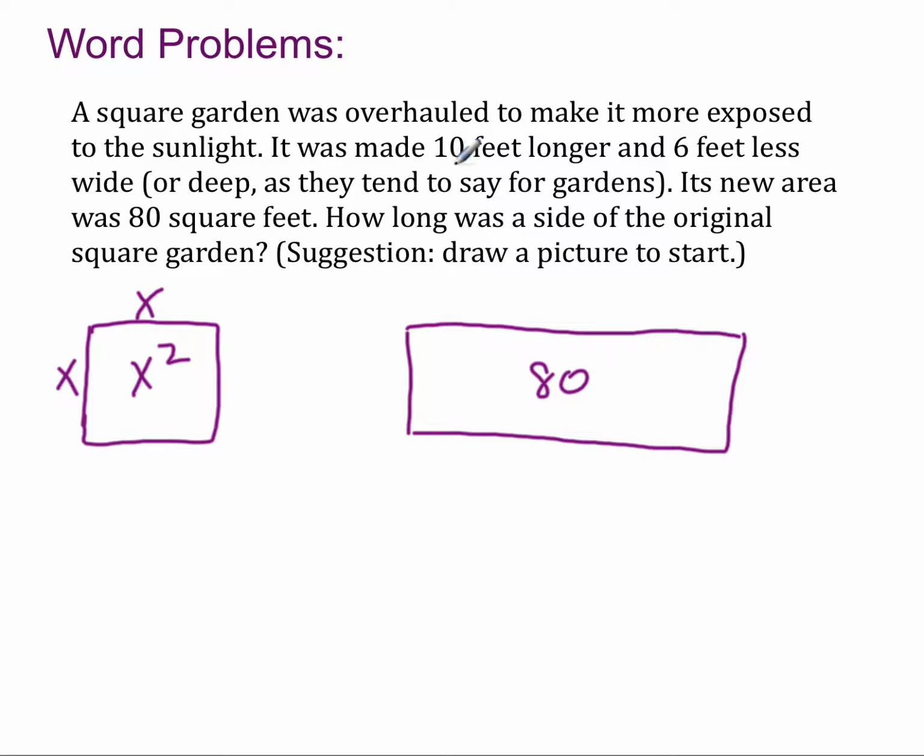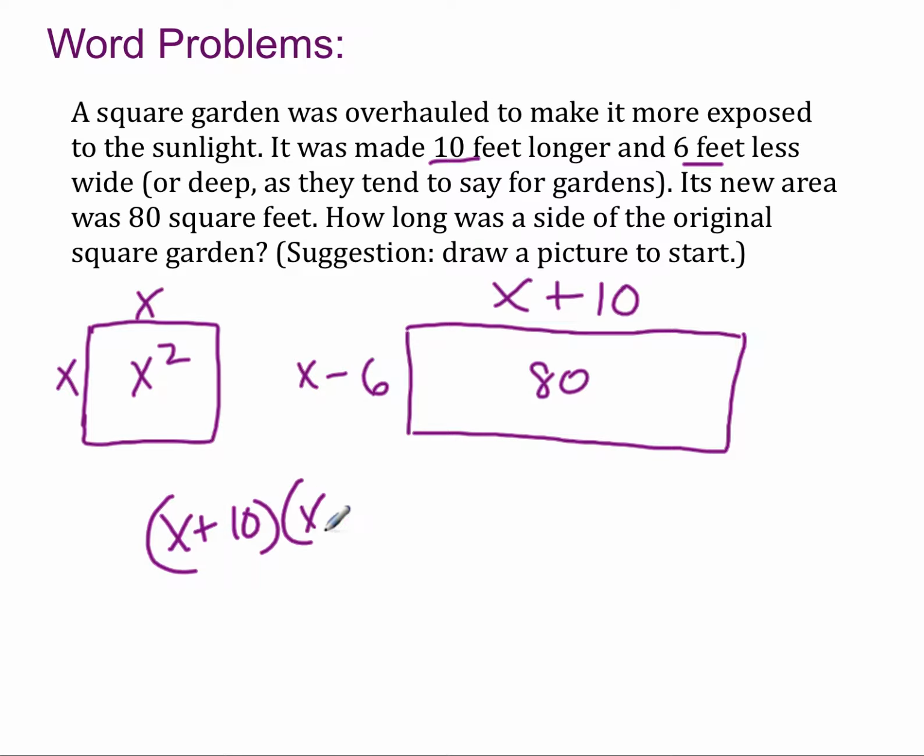Okay, can I use my 10 and my 6 somewhere? In fact, I can. It was made 10 feet longer. So that means it was x plus 10 longer, right? Doesn't that say it's from the original plus 10 more? Now, 6 feet less wide would be what I had, take away 6. Okay, its new area is 80 square feet. So I'm going to take the area, which means I'm going to multiply my length times my width, and it's going to equal 80.